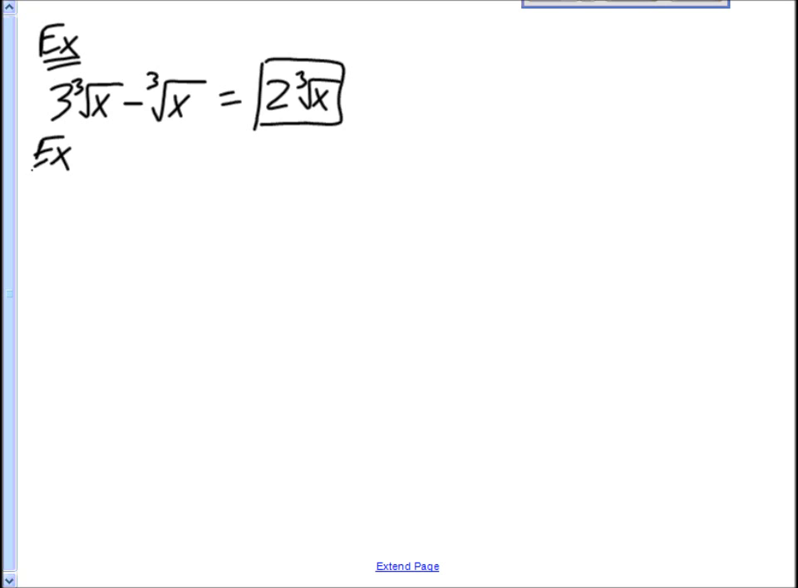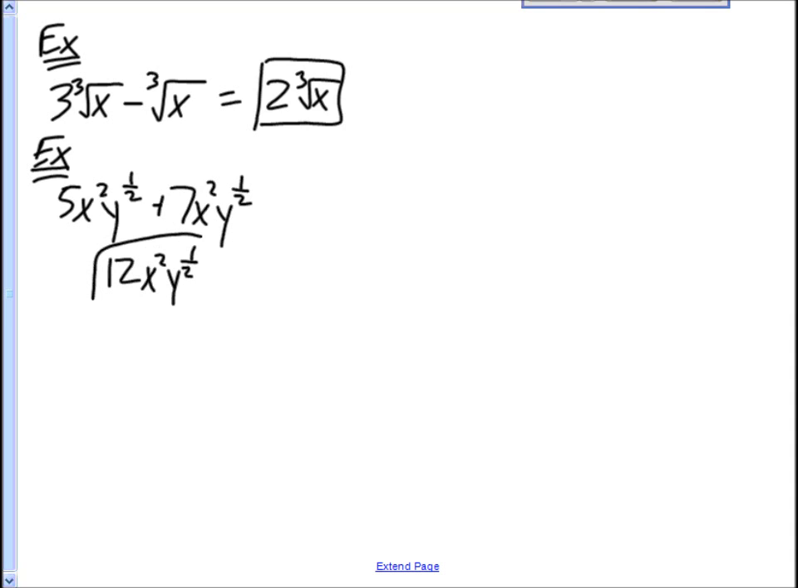How about 5x squared y to the 1/2 plus 7x squared y to the 1/2. You notice that the variables are the same. The powers are the same. It's x squared y to the 1/2. Both of them have x squared y to the 1/2. So 5x squared y to the 1/2 plus 7x squared square root of y is 12x squared square root of y. We'll leave it in exponential notation there. And that's it.